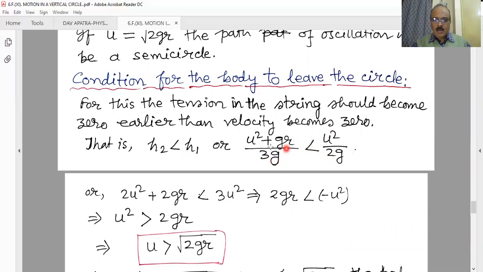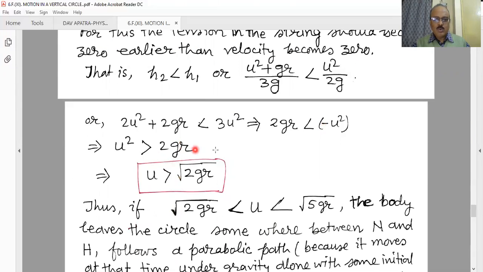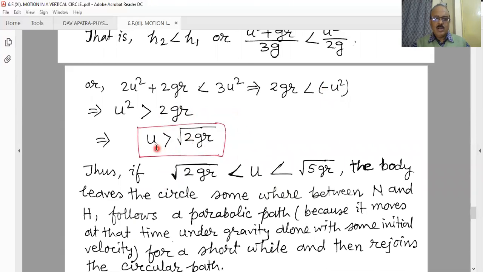So again calculating it, u square is 2u square plus 2gr less than 3u square, or 2gr less than, it is the plus 1, not minus u square, therefore u square greater than 2gr. Therefore u greater than root over 2gr. Therefore when u is greater than root over 2gr but less than root over 5gr, and if u equal to root over 5gr or greater than root over 5gr, then it will complete the circular path.